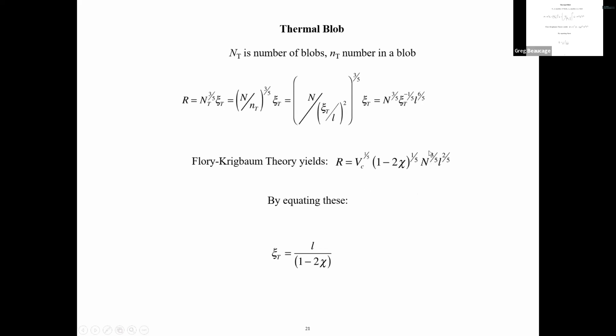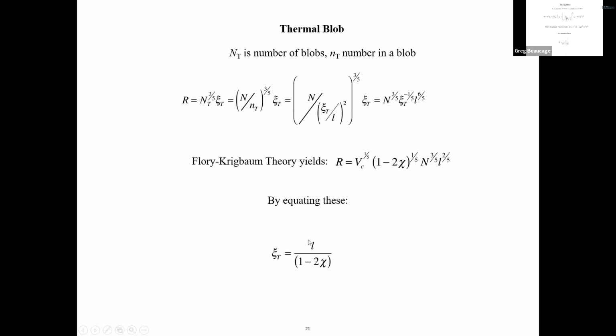And what you find out is n to the 3/5 drops out. VC is L cubed, so this is to the L to the 3/5. Then L to the 2/5 gives you 5/5. This is 6/5, so you end up with L to the 1/5. And you also have this blob size to the 1/5. And then the ends have canceled out, and you just have this guy to the 1/5.